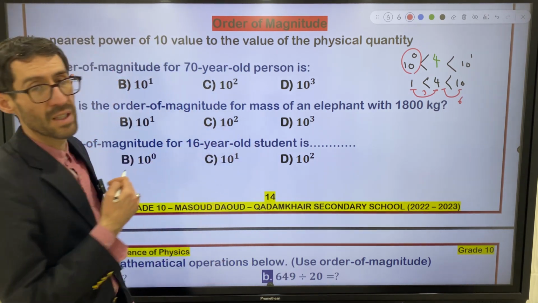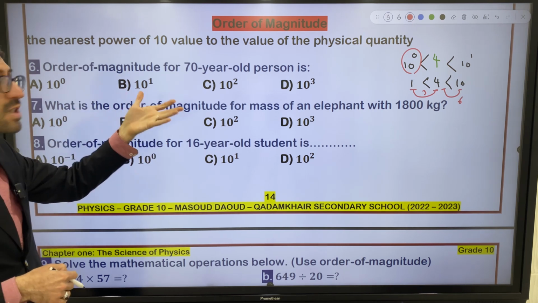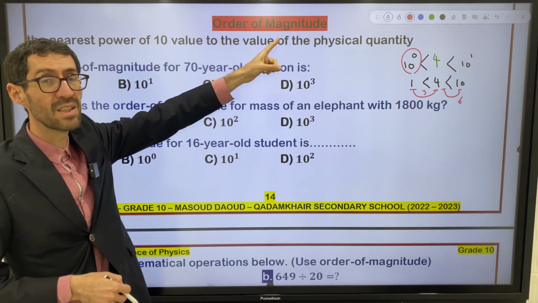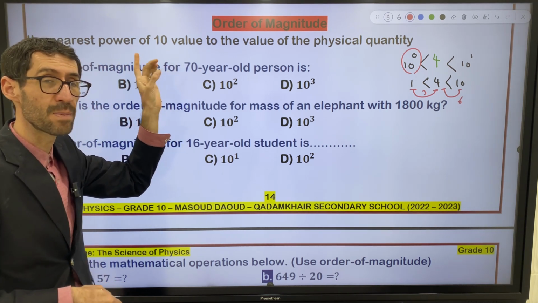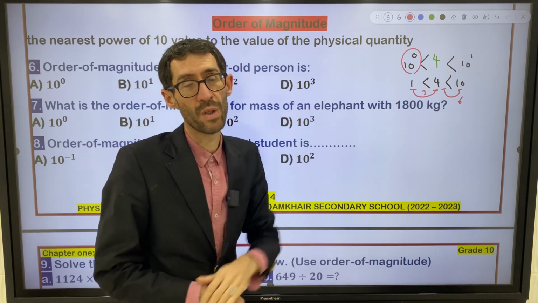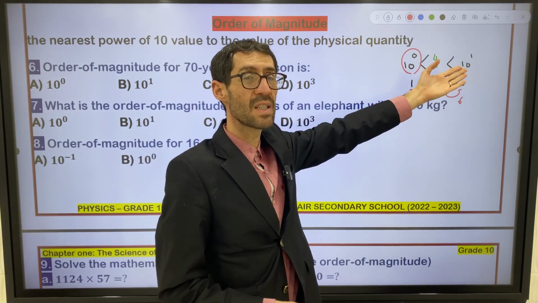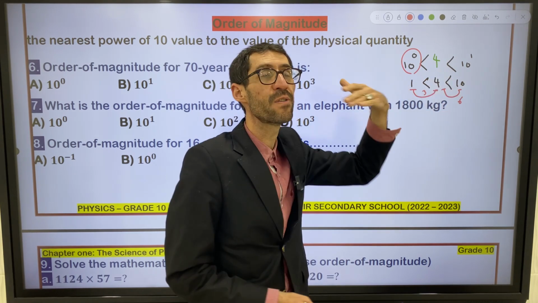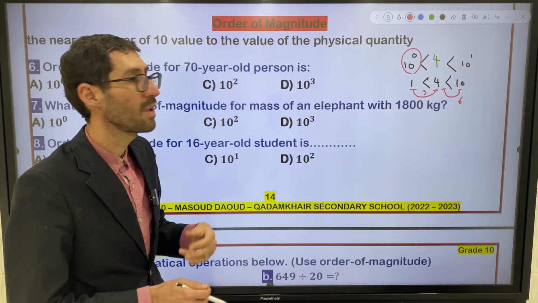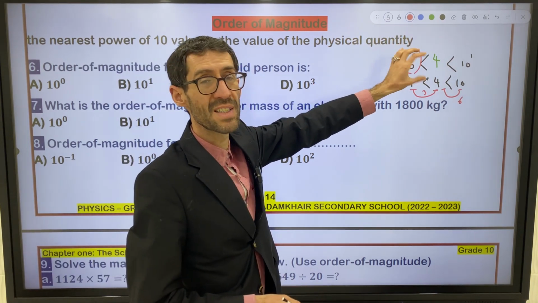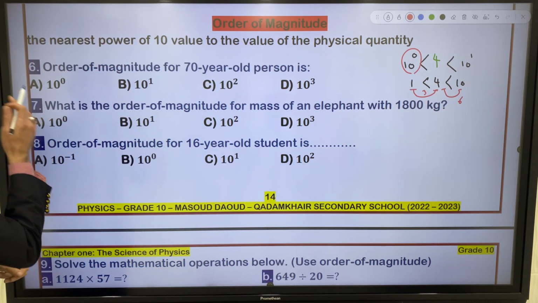Let me read the question for you. Read the definition and after that I discuss this question with you. It says order of magnitude. This is our title. The nearest power of 10 value to the value of physical quantity. Nearest power of 10, like this example. Why didn't I choose 10 to the power 1? Because 10 to the power 1 is farther than 10 to the power 0 to the 4. That's why we neglected it. We only focused on 10 to the power 0 because it's nearer to 4 than 10 to the power 1. Right?